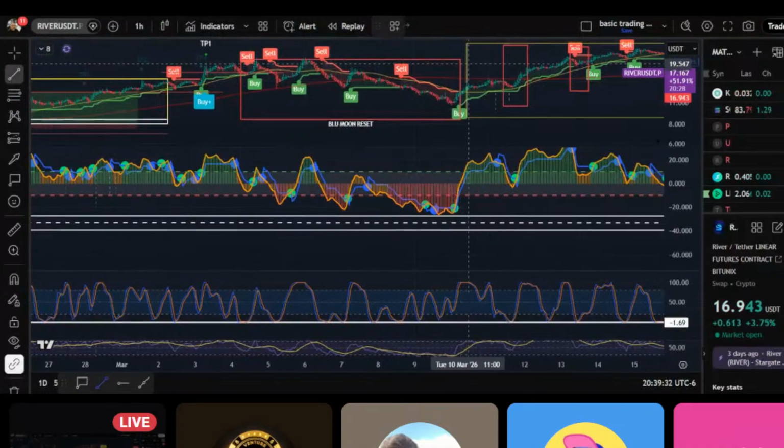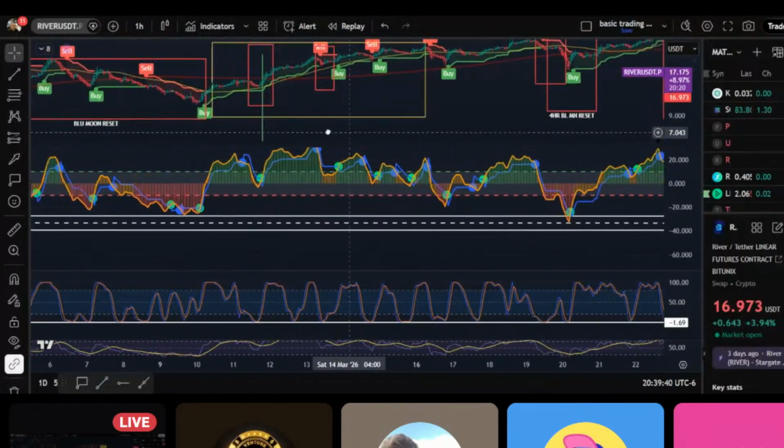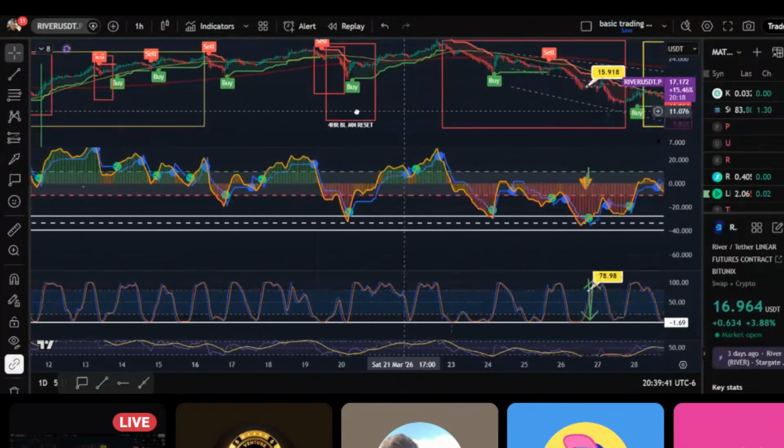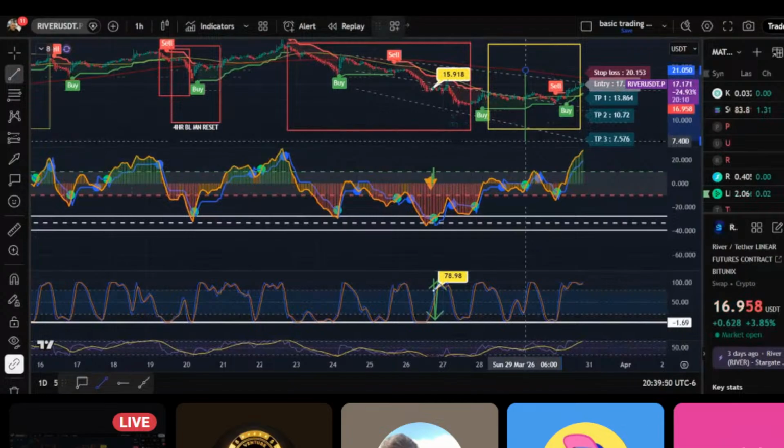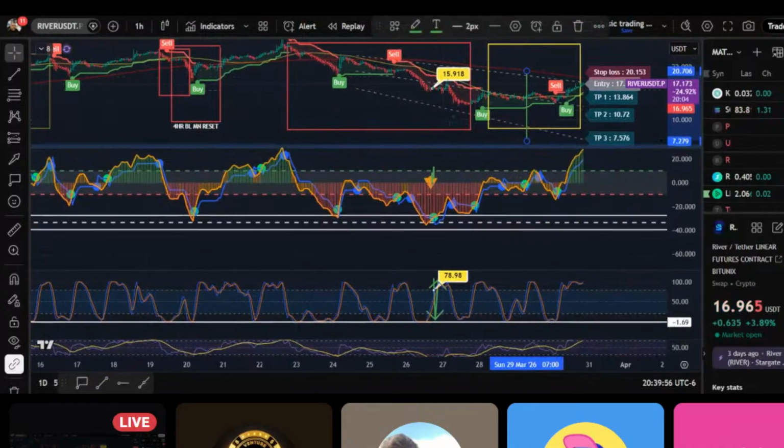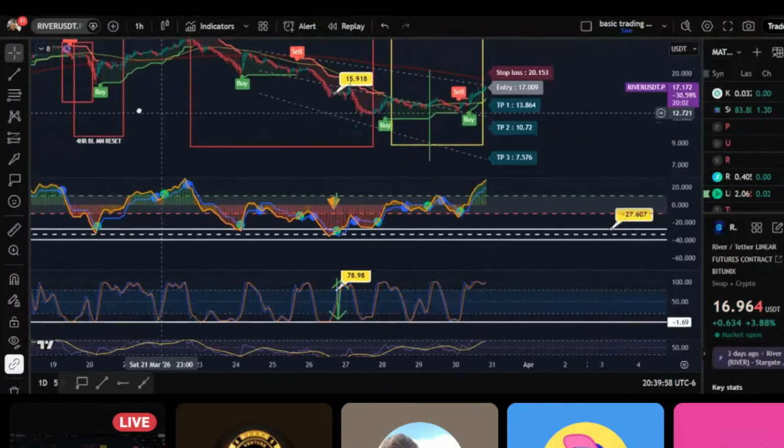Green moon, signal, next green moon right here. There we go. Alright, next green moon here. So as of right now, we're looking more like a long position trade, so like on a sub account trade.